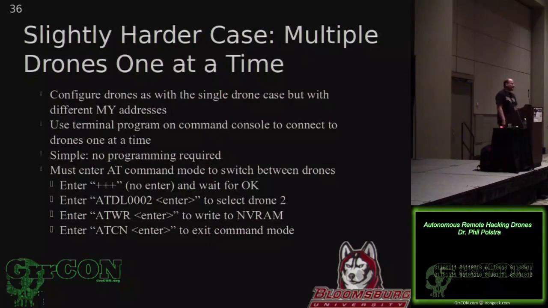You can also still stay in transparent mode. You can talk to multiple drones one at a time. And the way you do this is you do the exact same thing. The only difference is when you want to switch between drones on your command console, you just wake up your modem and tell it to start talking to somebody else. So here I have the instructions and the process for doing that. Basically, you send it a couple of plus signs, you wait, and then you send it a new destination low address, you write it, you exit the command line, and you're good to go. The command function, I should say. Okay.